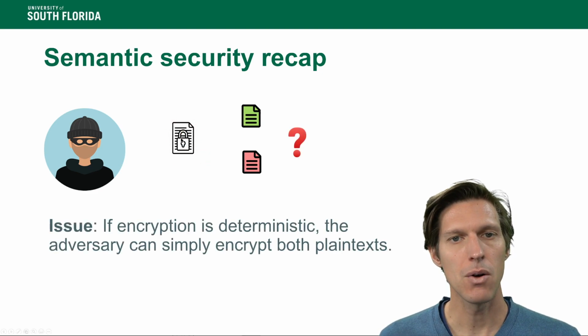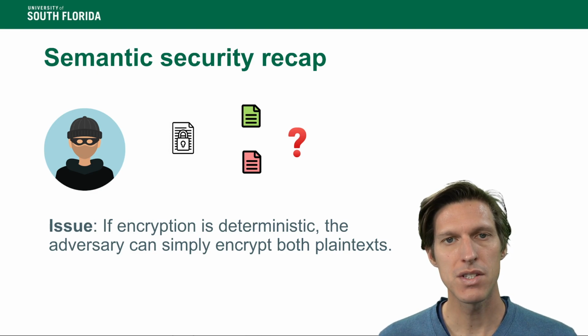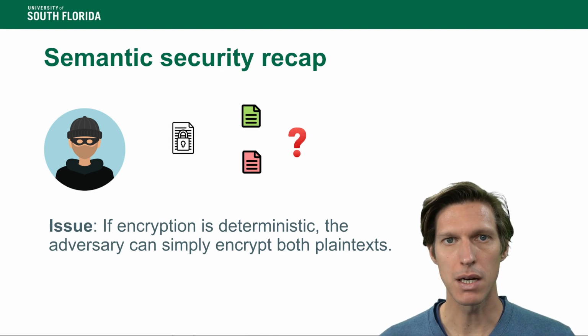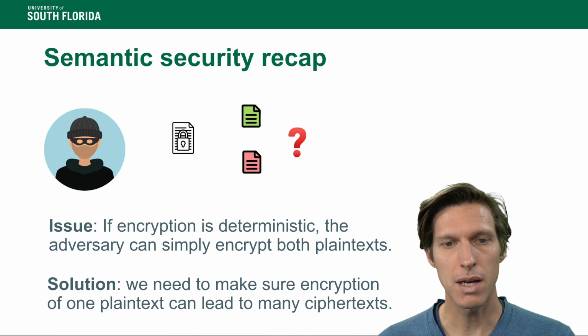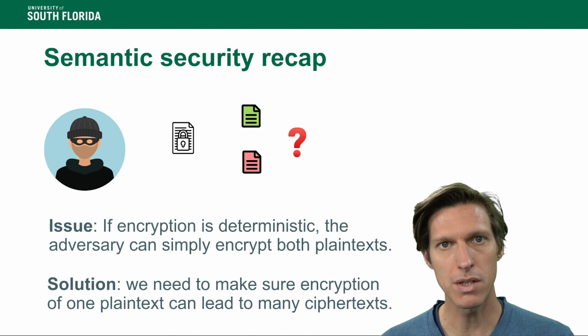Now, the very serious challenge posed by asymmetric encryption is that the adversary is able to encrypt. In particular, if the encryption is deterministic, then there is nothing stopping the adversary from encrypting both of the plain texts that constitute the challenge and comparing the encryptions to the ciphertext that is presented to them. So somehow we need to make sure that the encryption of one plain text can lead to sufficiently many different ciphertexts, and that is something that intuitively doesn't seem very obvious.